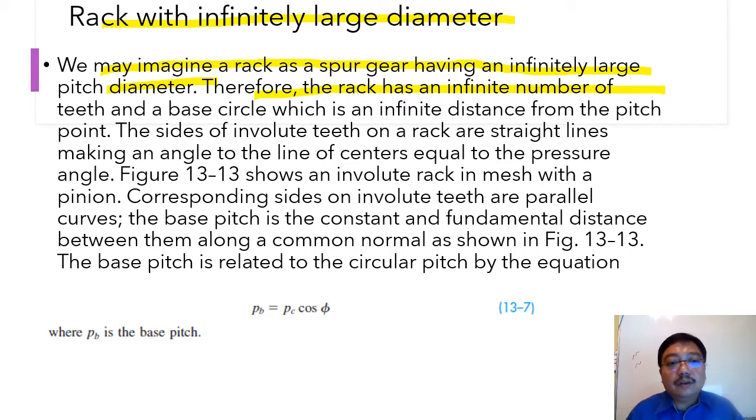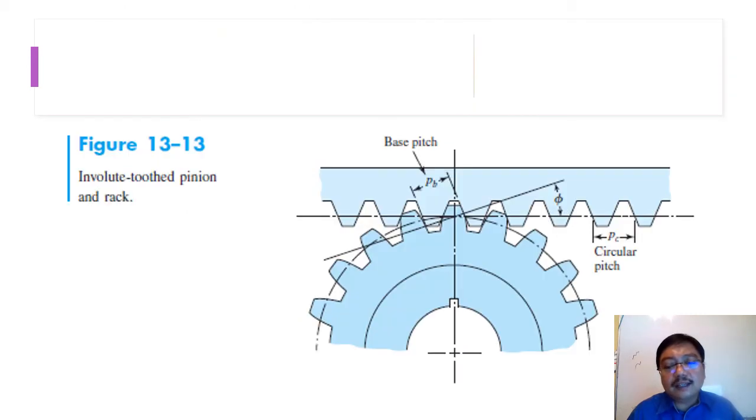When the rack has an infinite number of teeth and a base circle with infinite distance on each point, the sides of the involute teeth on a rack are straight lines, making an angle equal to the pressure angle. This figure 13.13 shows an involute rack in mesh with a pinion. Base pitch is related to circular pitch by the equation PB equals PC cos theta, which is base pitch equals circular pitch cos theta. You can see here this is the pitch. This is the rack. Both have teeth.